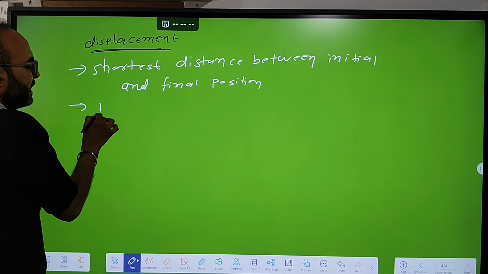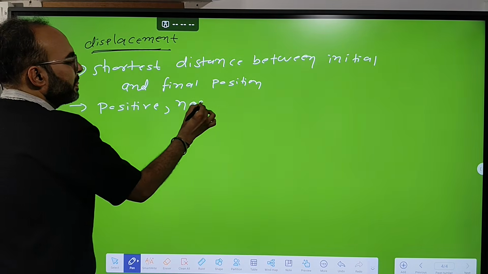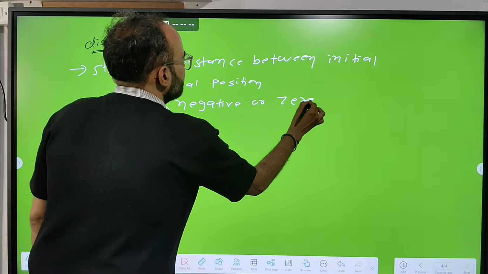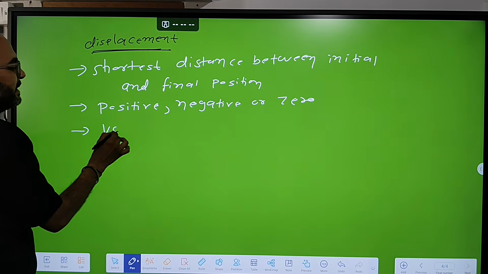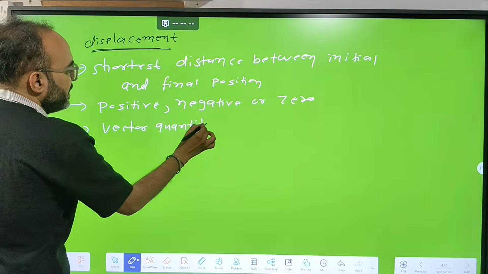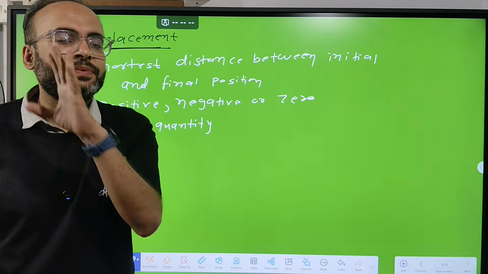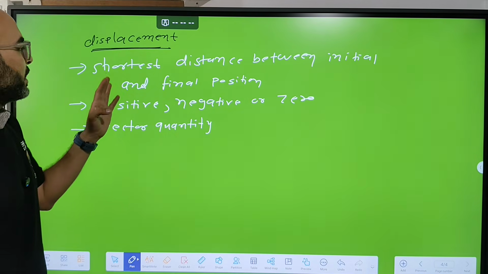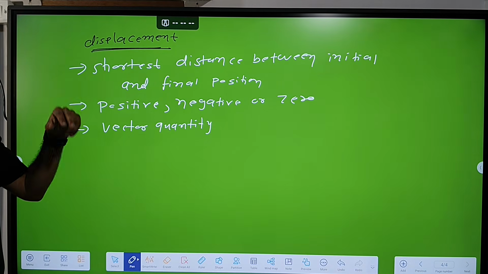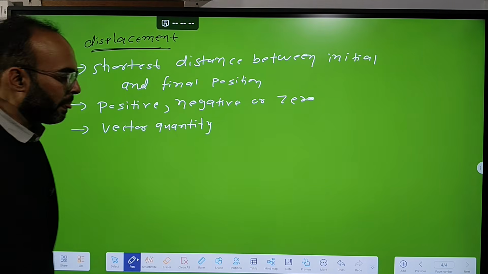Displacement can be positive, negative, or zero. And displacement is a vector quantity. What is the meaning of vector quantity? A vector quantity requires both direction as well as magnitude. So displacement is the shortest distance between initial and final position, it can be positive, negative, or zero, and it is a vector quantity.